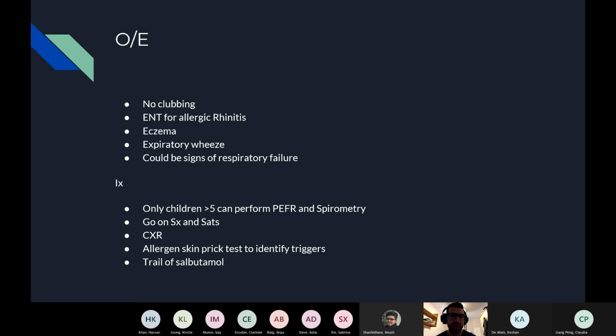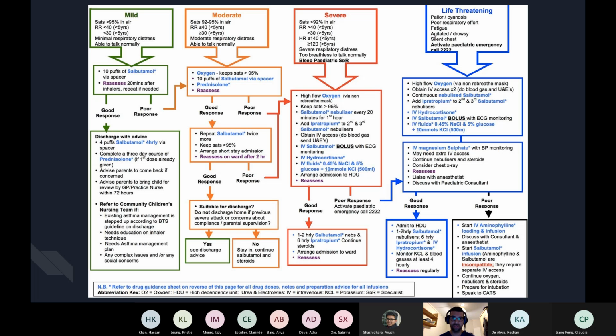The investigations: only children above 5 can have a PEFR and spirometry. So less than 5, obviously they just get diagnosed with preschool wheeze most of the time. Go on symptoms and SATs. So less than 95% really is not good, and if they're having symptoms, you're going to treat them. Some kids get chest x-rays, most don't. Take allergen skin tests to find out if there are any triggers, and you give a trial of salbutamol. And this is a bit over the top, but I'm afraid you do need to know this.